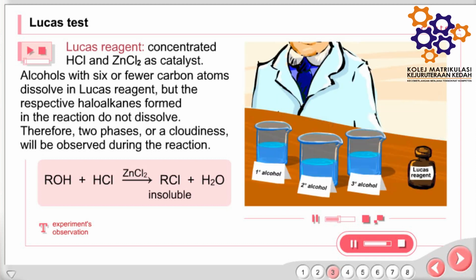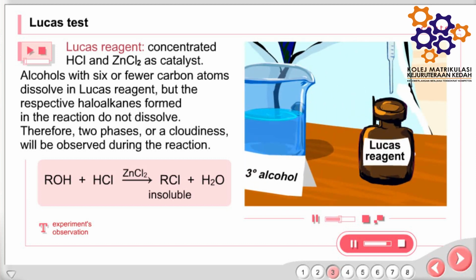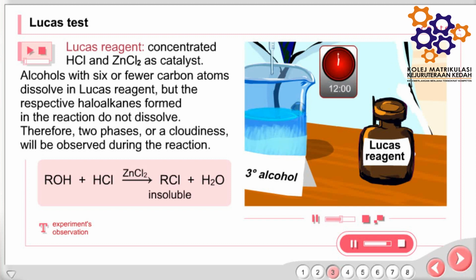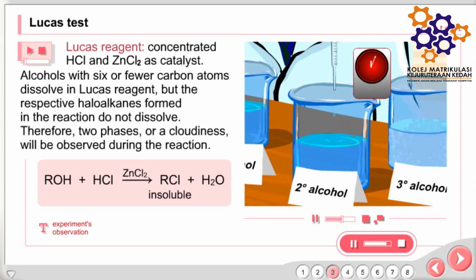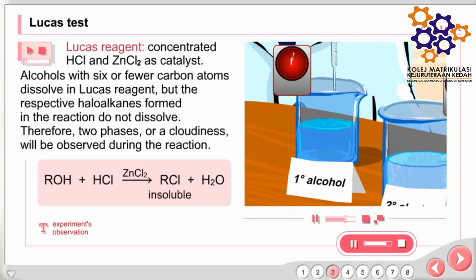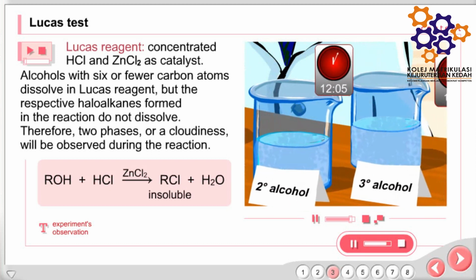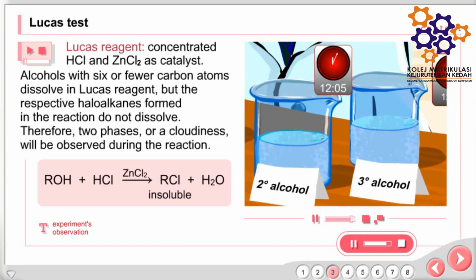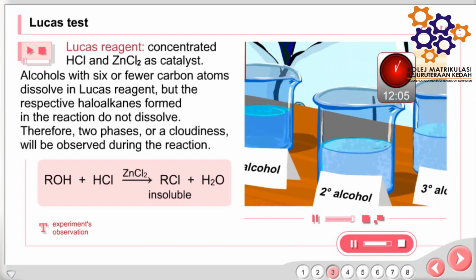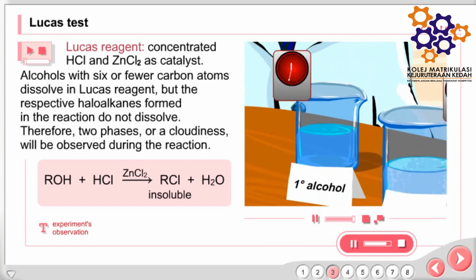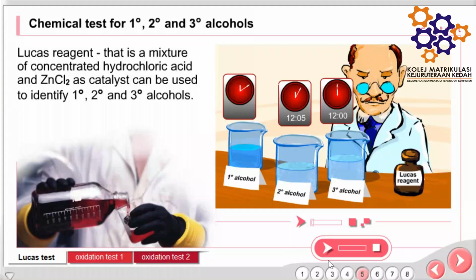The solution containing a tertiary alcohol turns cloudy immediately. After about 5 minutes, the solution containing a secondary alcohol also becomes cloudy. No observable changes take place in the beaker that contains the primary alcohol. In conclusion, the most rapid reaction is given by the tertiary alcohol, followed by the secondary alcohol, which in turn reacts more rapidly than the primary alcohol.